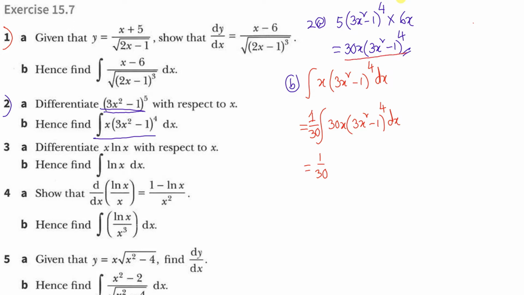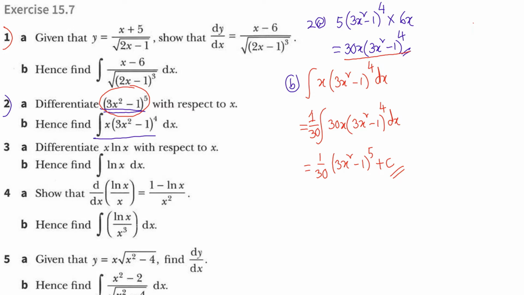This is the answer of the differentiation, so we can go back to our previous expression. So 1/30 of that one we are going to write now, which is (3x² minus 1)^5. After integration we need to add plus c, and that would be the answer of this question.